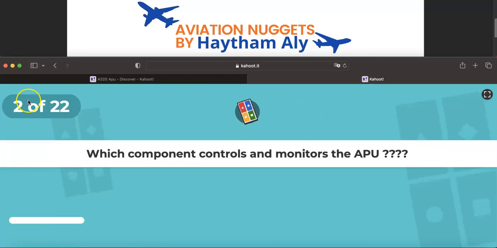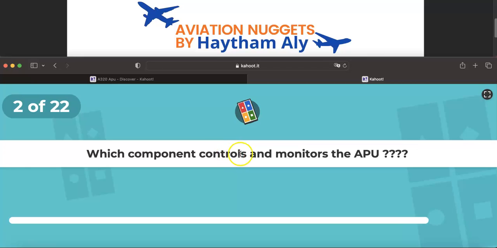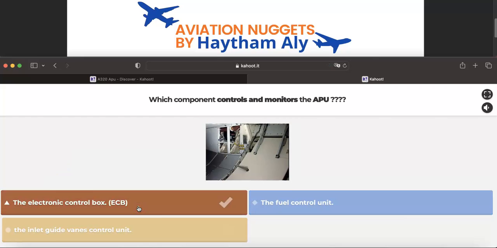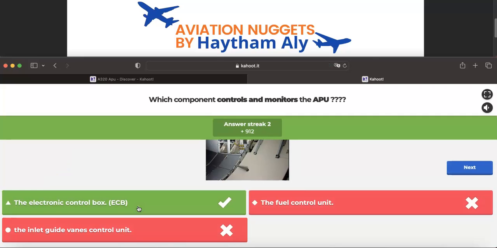Next one, question 2 of 22. Which component controls and monitors the APU? The electronic control box, the fuel control unit, or the inlet guide vanes control unit? The right answer is the electronic control box or ECB.